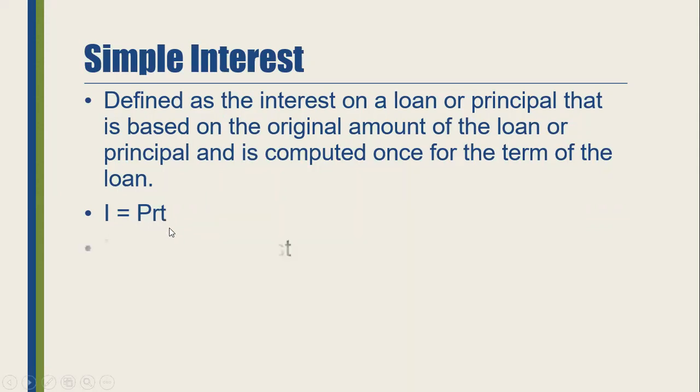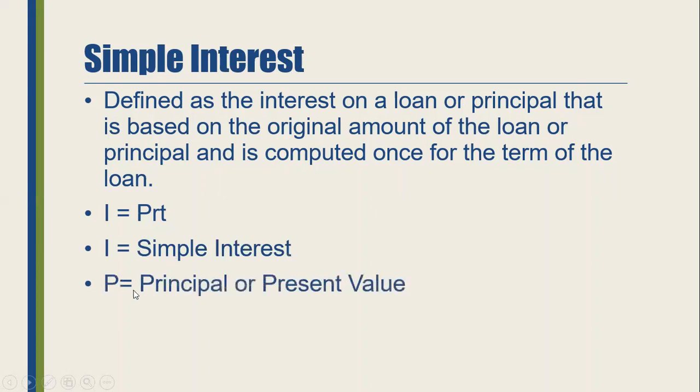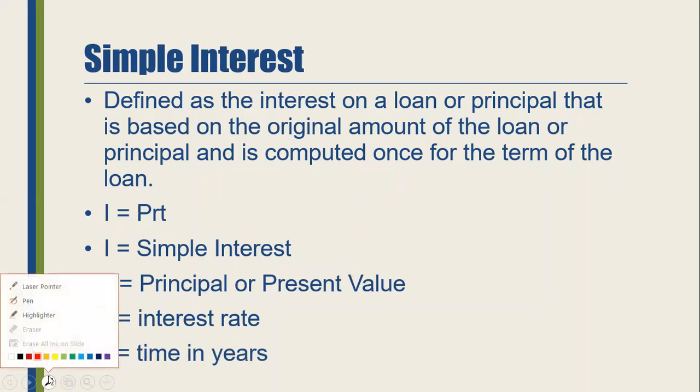The formula used in simple interest is I equals P multiplied by R multiplied by T, where I is the simple interest, P is the present principal or the present value, yung inutang po, the starting amount you have invested or loaned, R is the interest rate, and T is the time in years. How many months or years you are going to invest or pay for your loan.